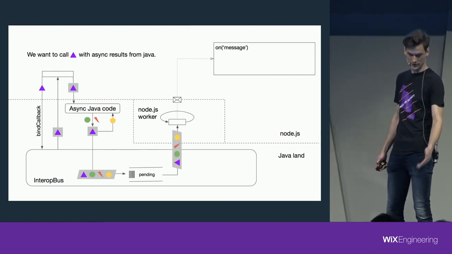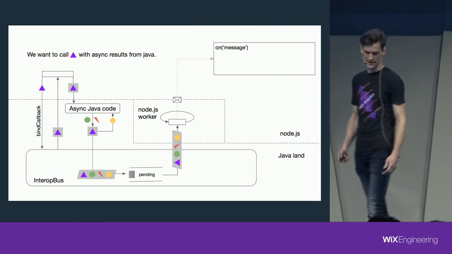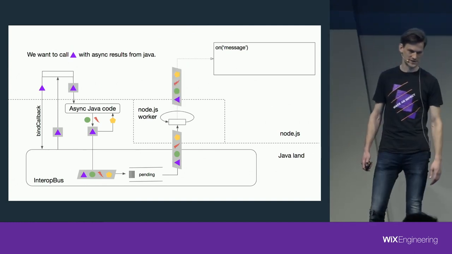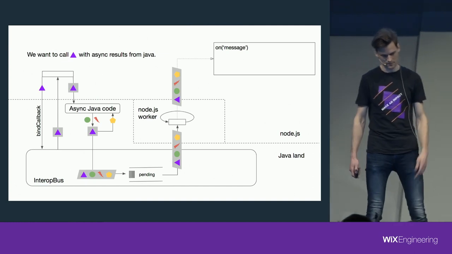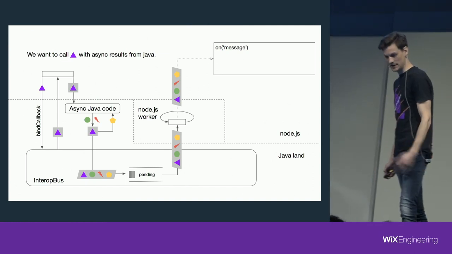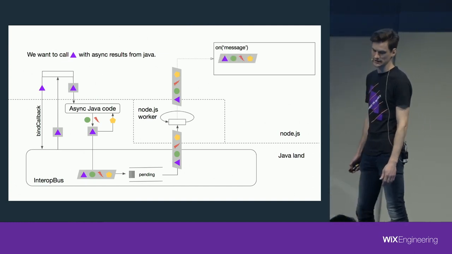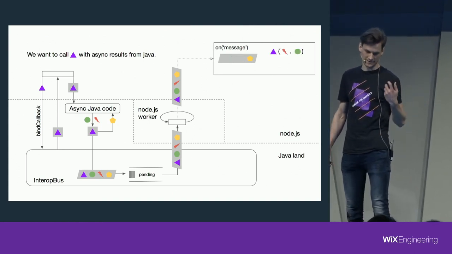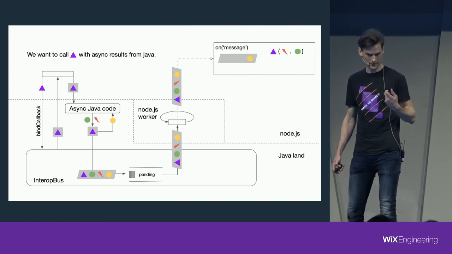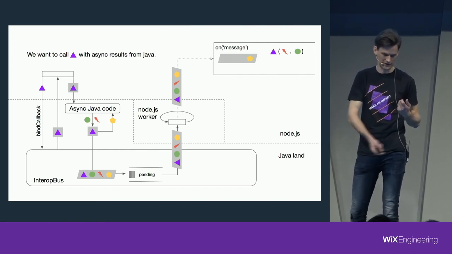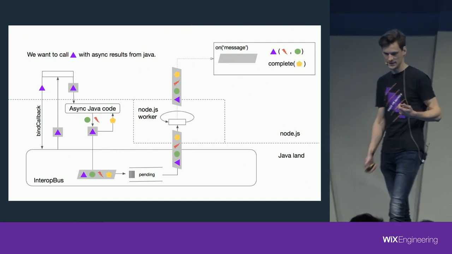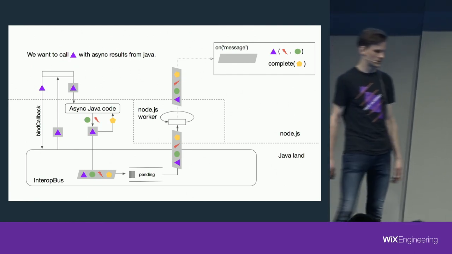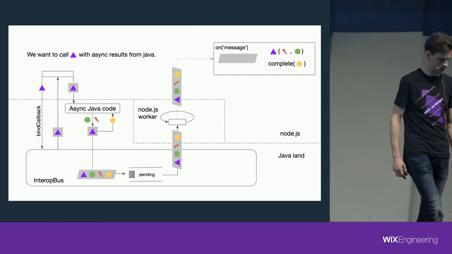This thunk is put into the queue, the node worker gets the thunk, then using the post message API, posts it back to the main process, and now the main process can actually take the structure and get the function that it should have called, call it with whatever arguments were provided previously, and based on these results, either complete or reject or ignore the promise.